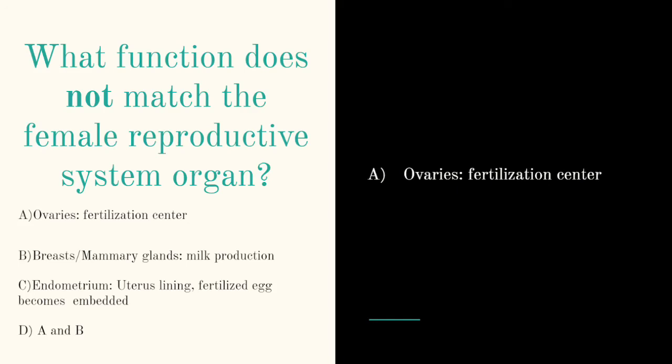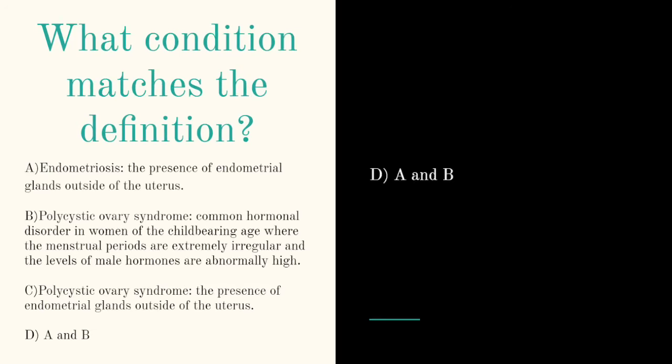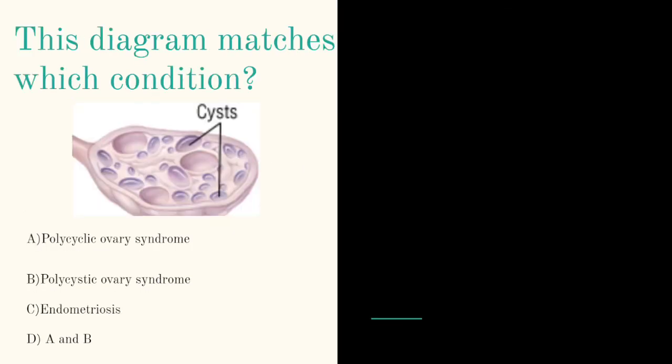The next question asks, what condition matches definitions? The definition of endometriosis is the presence of endometrial glands outside of the uterus. And polycystic ovary syndrome is a common hormonal disorder in women of childbearing age where the menstrual periods are extremely irregular and the levels of male hormones are abnormally high. Therefore, D is correct.